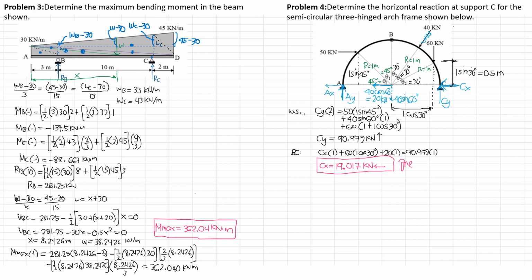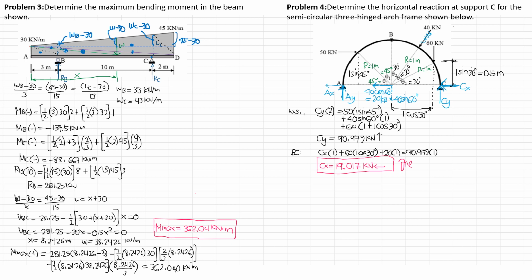the moment. We divide the trapezoidal loading up to W by this green dividing line. So the moment of the lower triangle, 1/2 of x times 30, so minus 1/2 of x, 8.2426 times 30, and the distance is 2/3 of x. So moment arm, 2/3 of 8.2426.